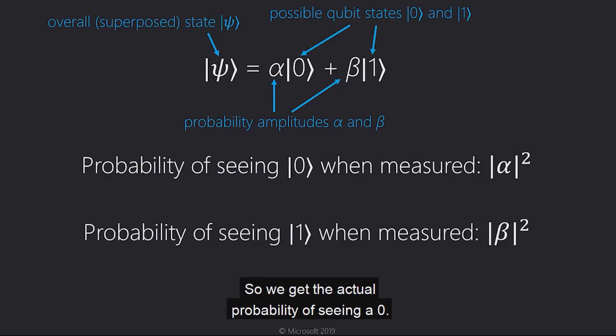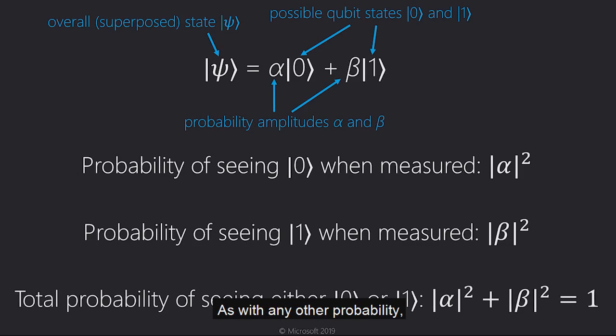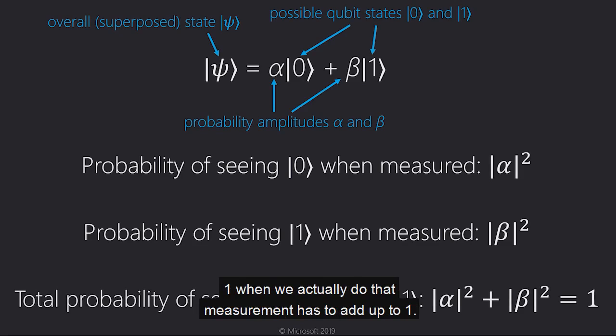So we get the actual probability of seeing a 0, for example, when we measure by taking the modulus of the probability amplitude alpha and squaring it. Likewise, for the 1 state, we do the same to beta. As with any other probability, the total probability of seeing either the 0 or the 1 when we actually do that measurement has to add up to 1. Otherwise, you've got some third state which it's not possible to get out of that superposition, and you've broken physics.